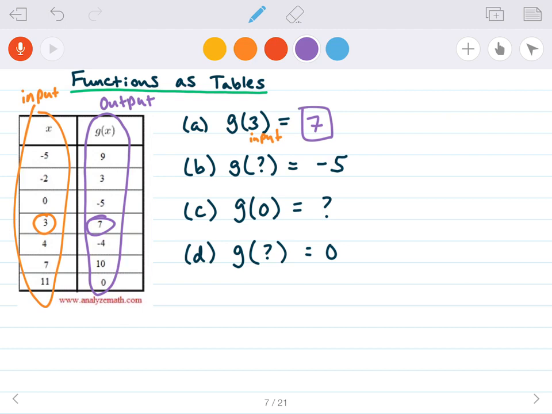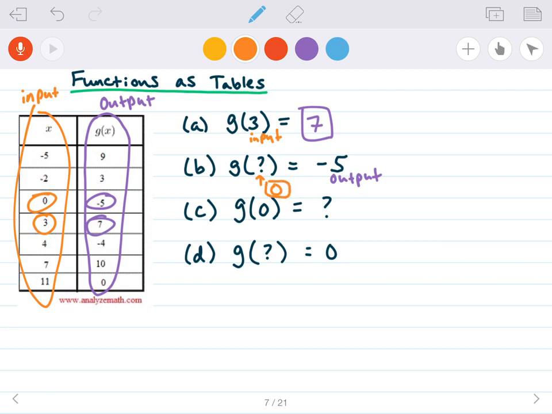The next one says, for what input is the output -5? So this time we're given an output because it's not in the parentheses. So it's asking what input has an output of -5. So we go to our output column and we find -5, and then we look over to the left and see that the input that goes with -5 is going to be 0. So my answer here is 0 for part B. That's what goes in that parentheses.